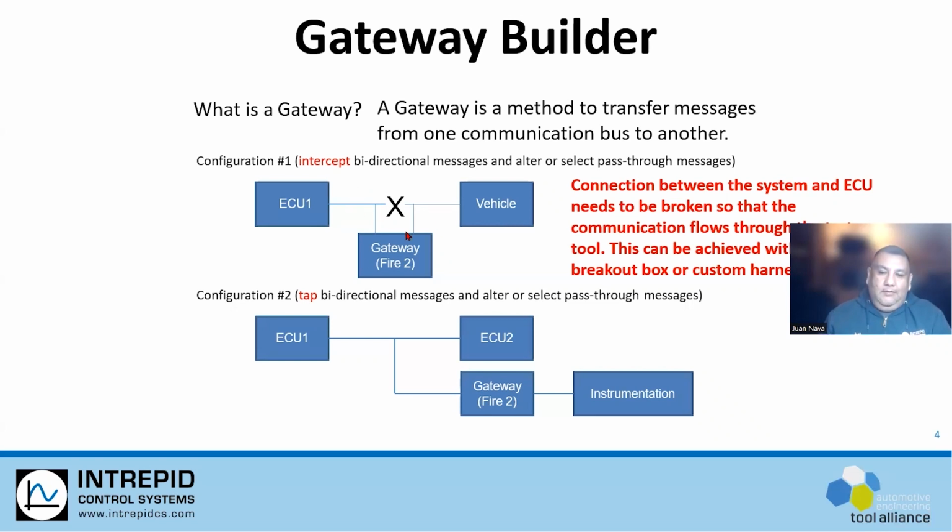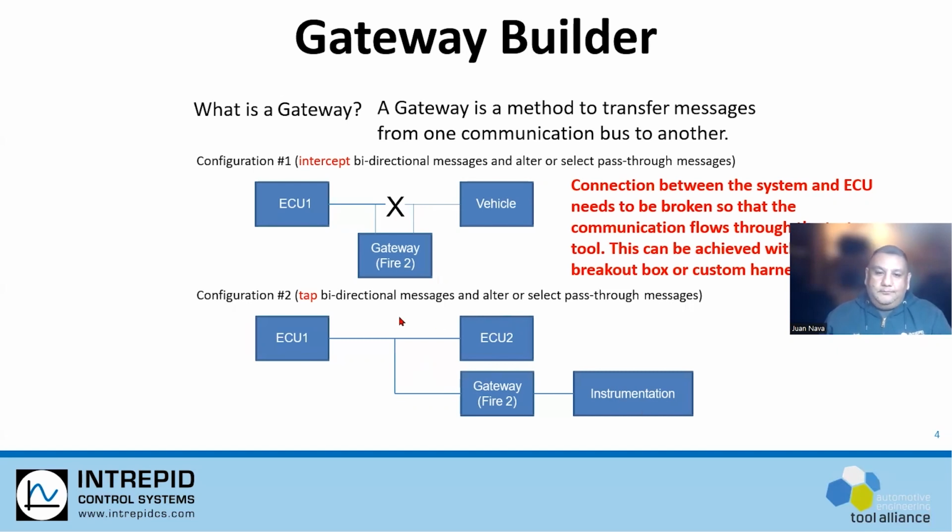We can use a neoVI FIRE 2, for example. In this case, we have in parentheses FIRE 2, but really what you need is anything that has two CAN channels. So a ValueCAN 4-2 would be one that you could use, a RED 2, a FIRE 3, ION. Anything that has two channels, you can use to leverage this. Configuration 2, we're not going to be covering today, but really this is where we want to gateway information from the network over into instrumentation.